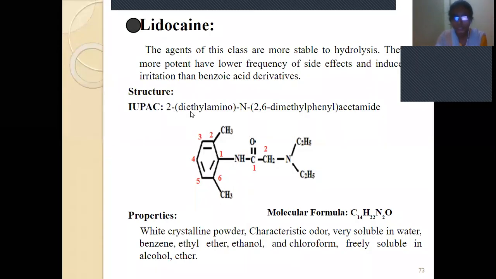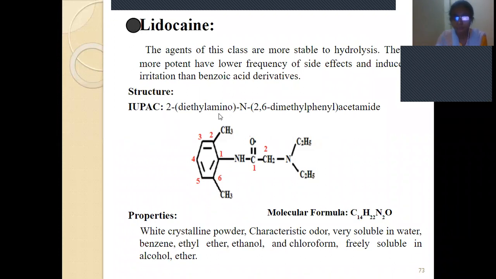That is 2-diethylamino-N-(2,6-dimethylphenyl)acetamide. See here, this is the structure, and this is the phenyl ring with methyl groups in the second and the sixth position. This is the acetamide, and the diethylamino group is there.